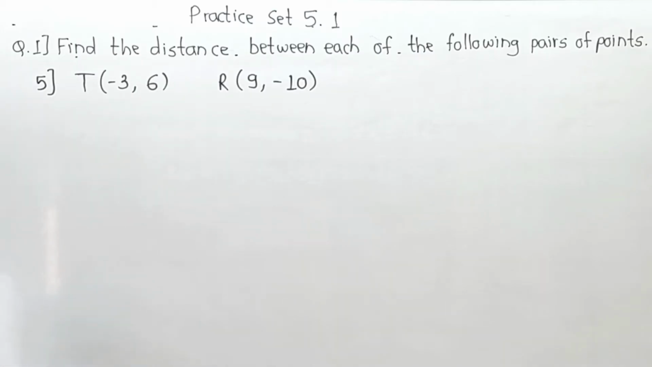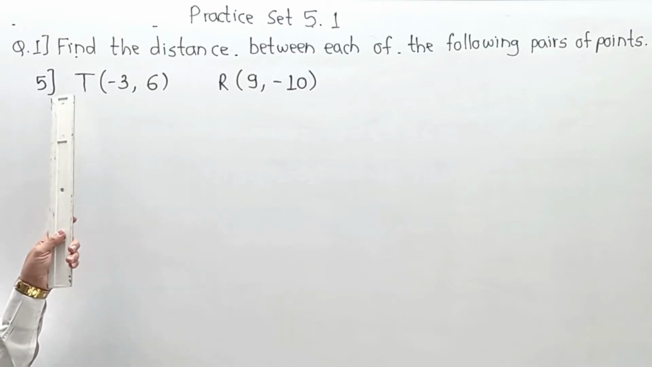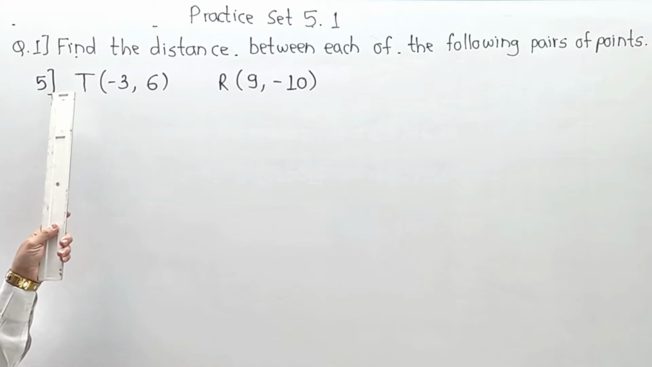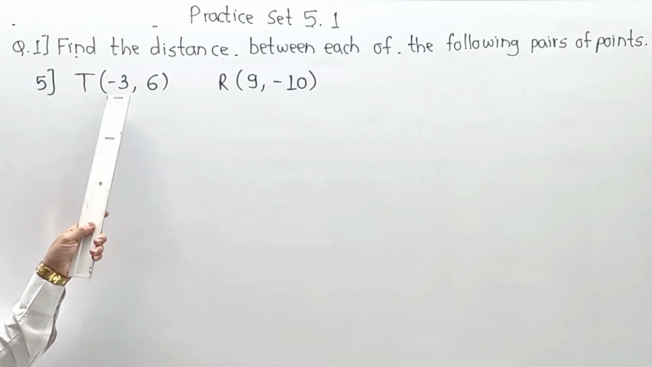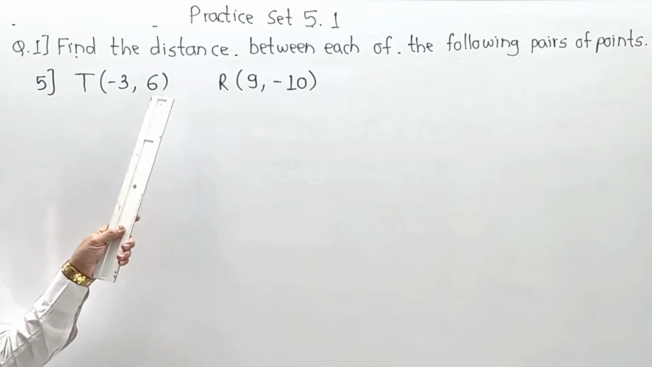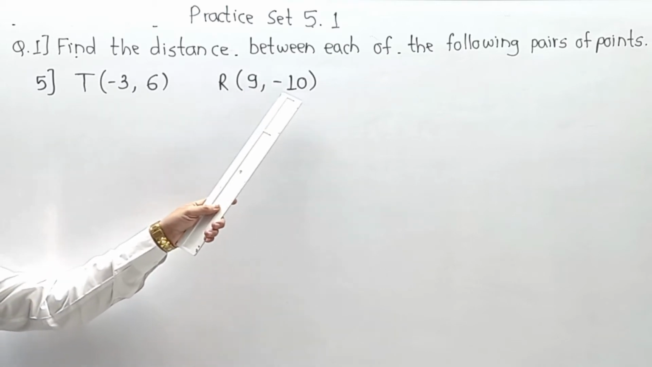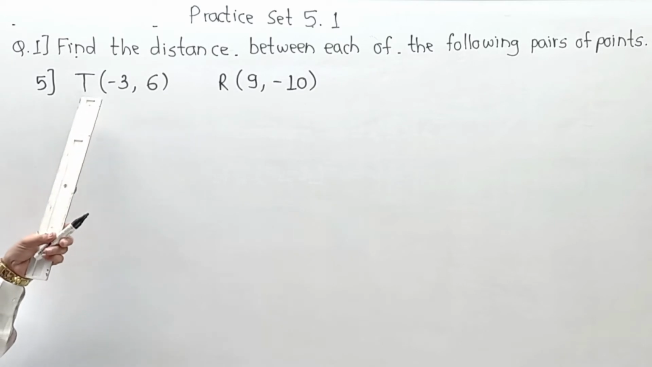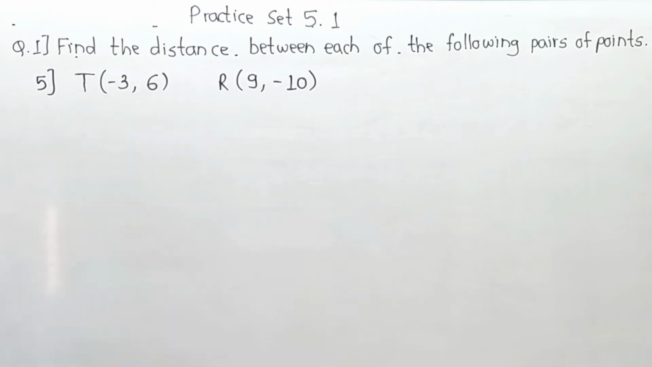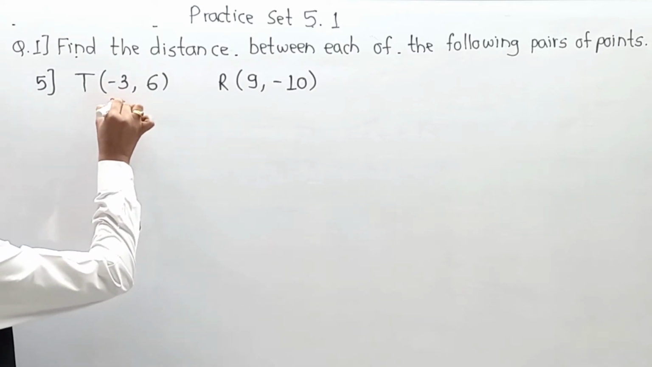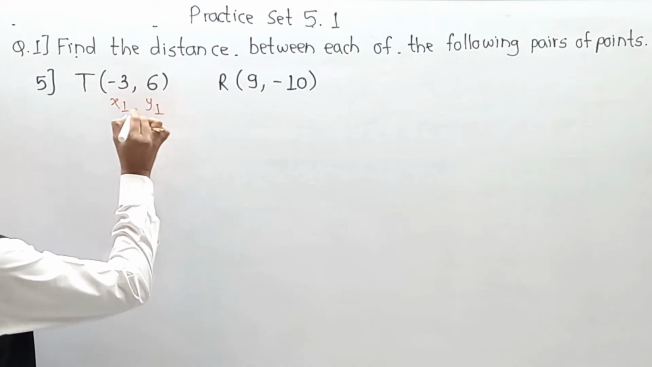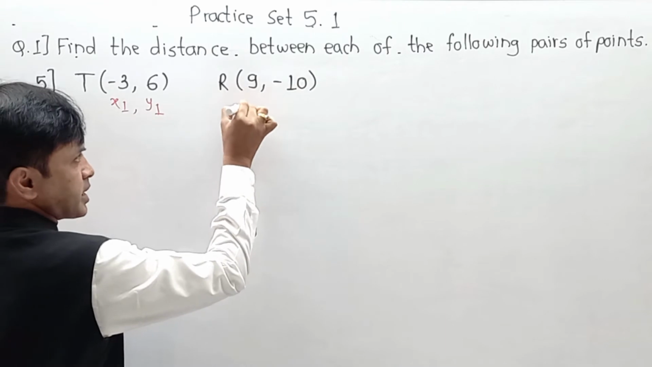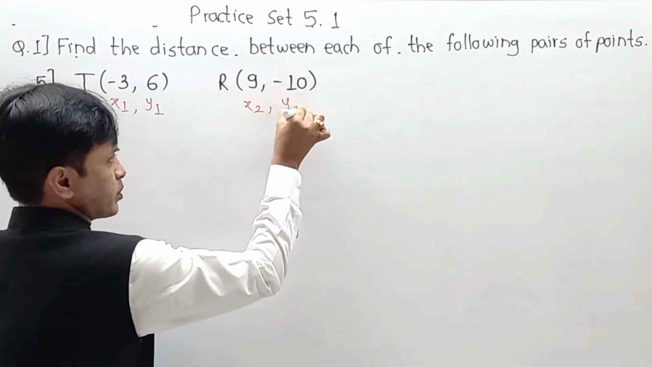Now moving from the fourth question to the fifth question. Question number 5: T is equal to (minus 3, 6), the first point, and R is equal to (9, minus 10), the second point. In this case, considering the point T (minus 3, 6) as the first point, indicating it as x1 y1. Now R is the second point, (9, minus 10), considering it as x2 y2.